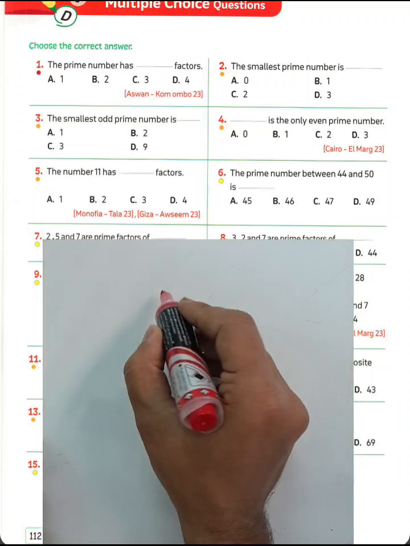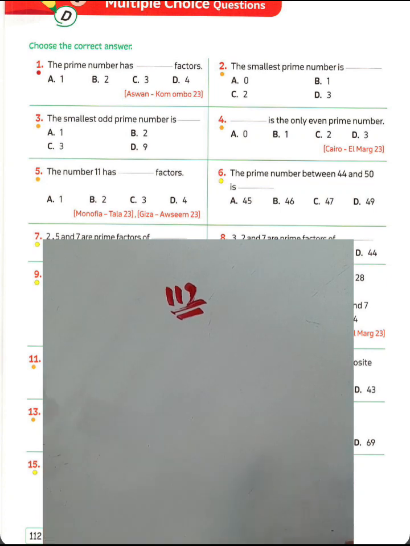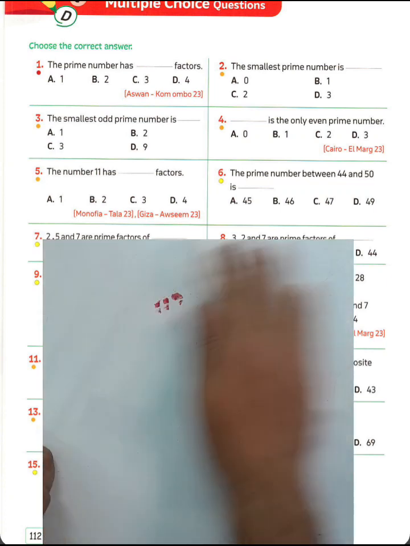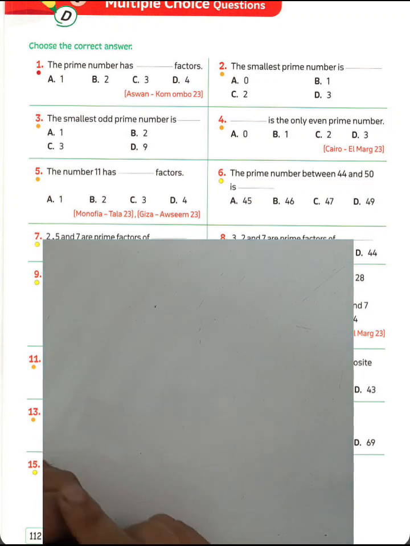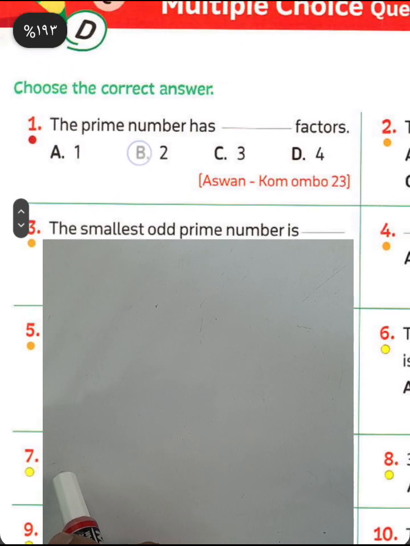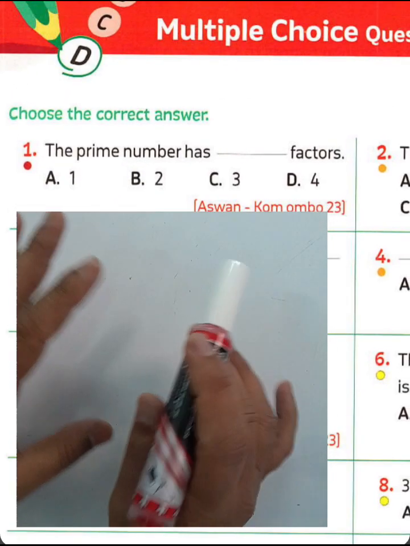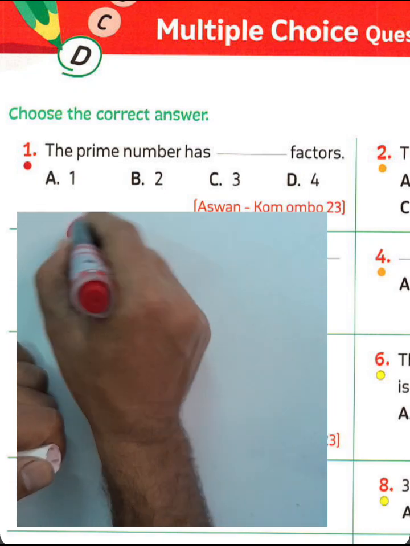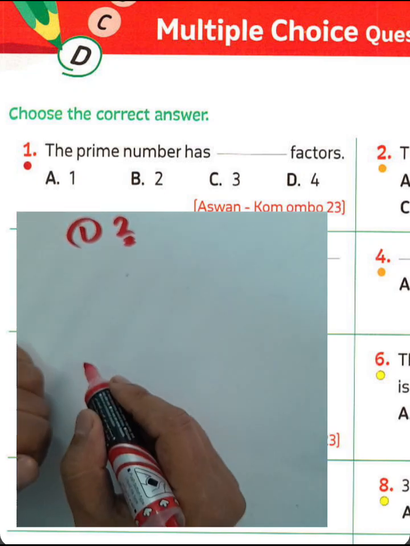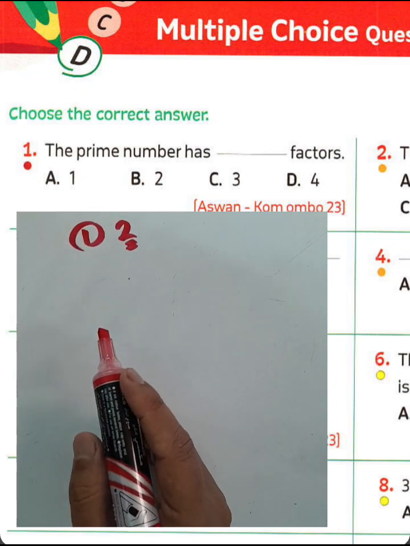Multiple choice questions from Maasr, page 112. Look with me at question number 1. The prime number has two factors. Any prime number has only two factors, it can be divided by itself and one only. Question number 1, we have two prime factors, such as 2, 3, 5, 7.